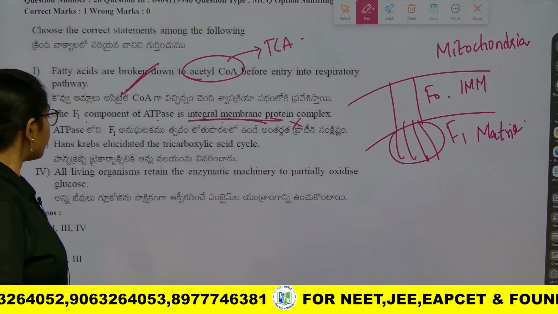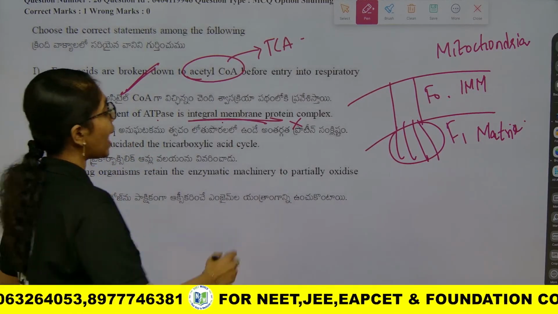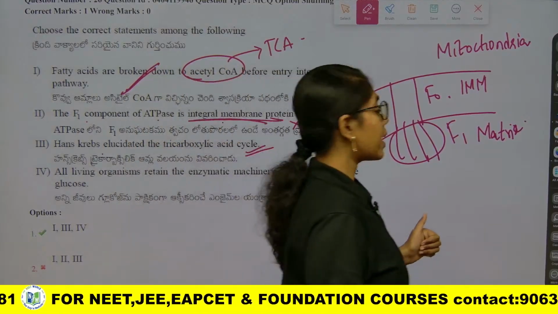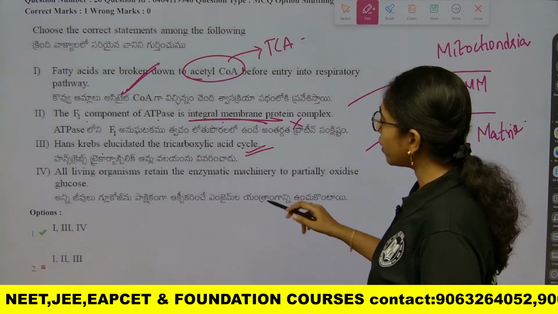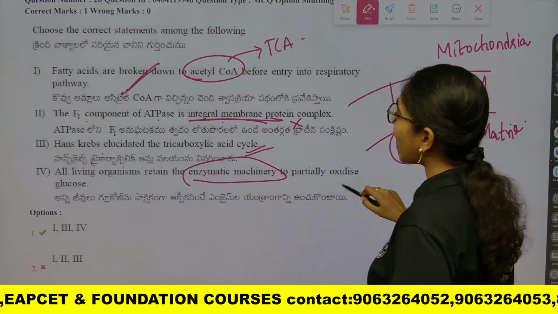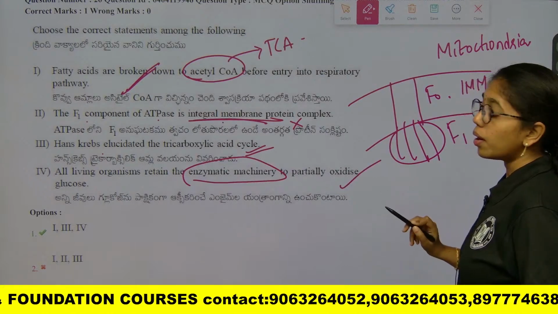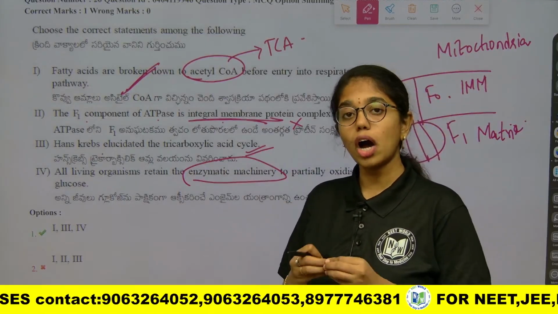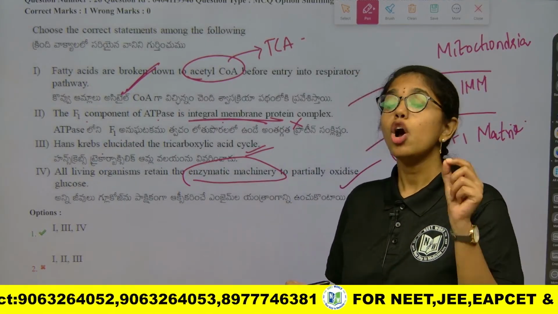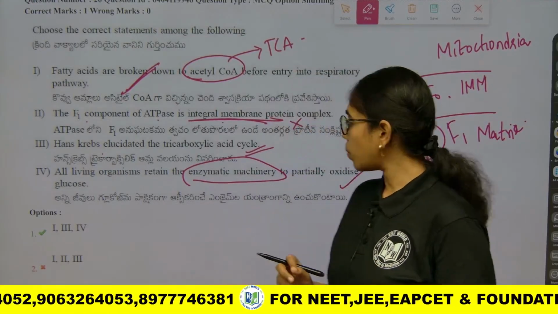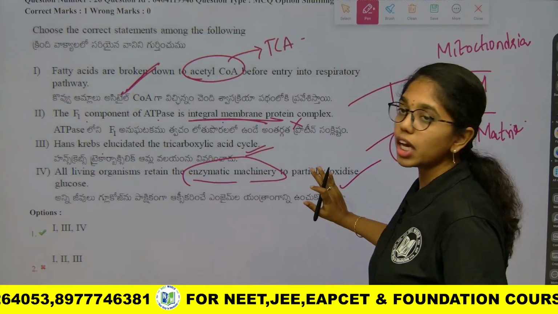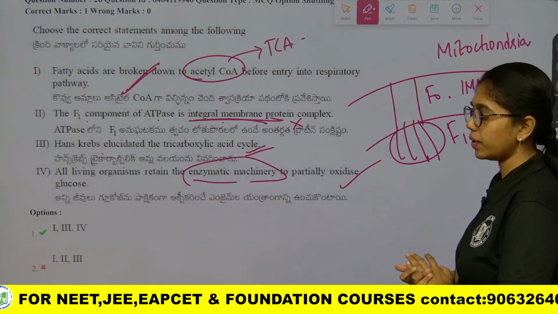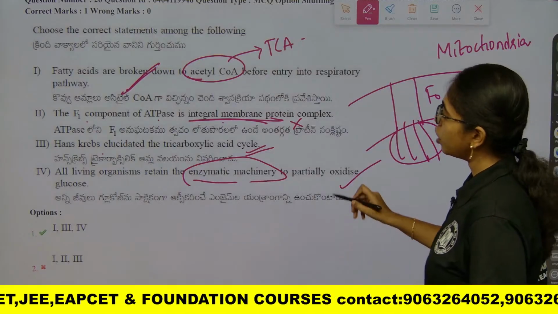Yes. Now, Hans Krebs elucidated the tricarboxylic acid cycle. Yes, that is why the TCA cycle is also called the Krebs cycle. All living organisms retain the enzymatic machinery to partially oxidize glucose. True, because in all organisms, anaerobic or aerobic, wherever respiration is happening, glucose oxidation is the common pathway. The glucose is partially oxidized to pyruvic acid. Glycolysis takes place in all the organisms. So yes, this is also true.